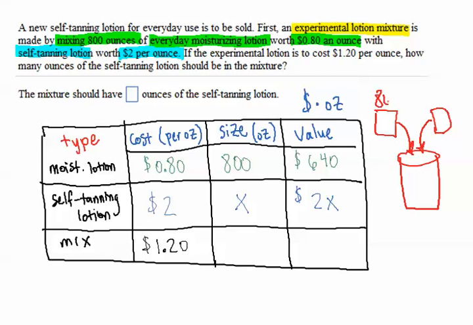If this is 800 ounces and this is X ounces, can you tell me how many will be in the mixture? 800, not X. That would mean 800 times X. 800 plus X. That would be in the mixture.